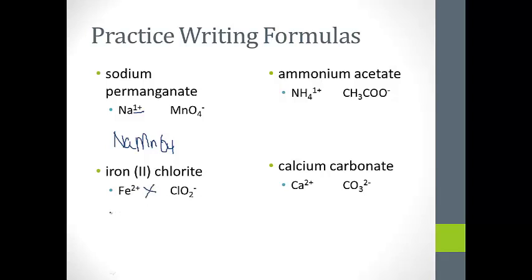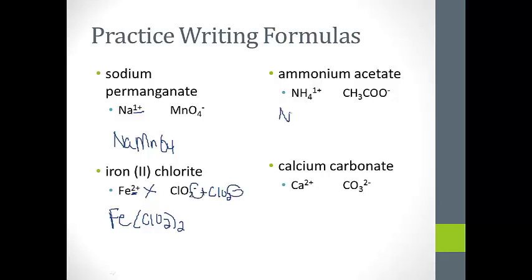Now iron(II) chlorite is going to be a little bit different here. If I crisscross it, I'm going to need 1 iron, but I need 2 of the entire chlorite. So when I need more than 1, I have to put the entire polyatomic in parentheses and put a 2 on the outside because I need 2 of those entire things. Because remember, here's the 2+, so I need 2 chlorites that have an overall 2- charge.